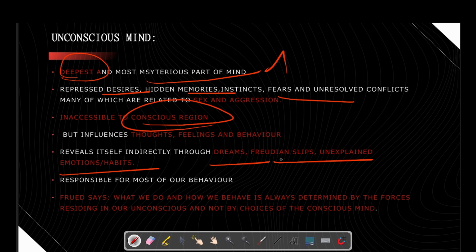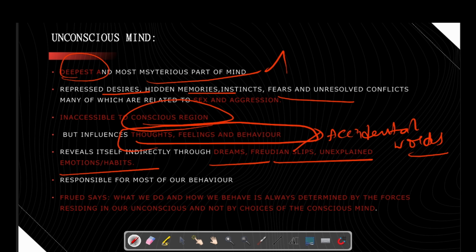So what are Freudian slips? Accidental words while talking. Through accidental words, repressed emotions and memories bounce back to the conscious mind. So even though all the desires, memories, instincts, and fears are repressed and stored in the unconscious mind, it influences your thoughts, feelings, and behavior. How it influences, we will watch next.